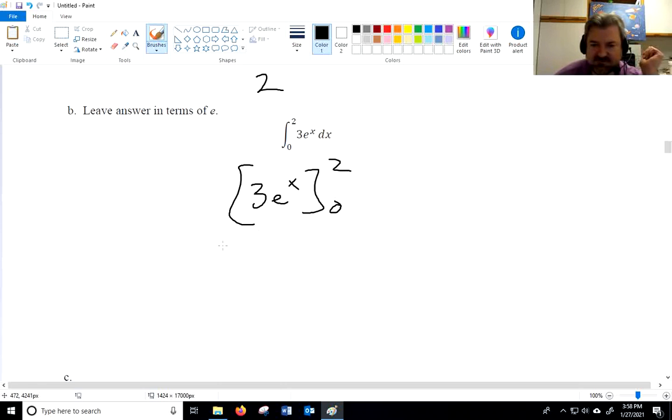Now, I plug in my 2. I get 3e squared minus 3e to the 0. Now 3e squared I can't do anything with. e to the 0 is just a 1. So it's 3e squared minus 3, or possibly you would see it written as 3 times e squared minus 1.